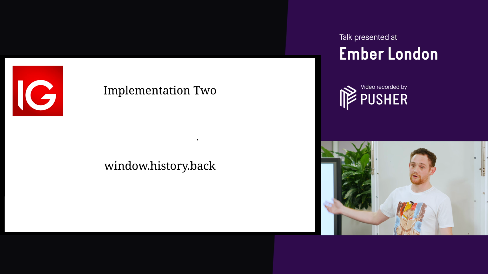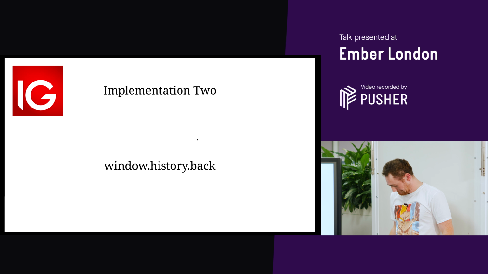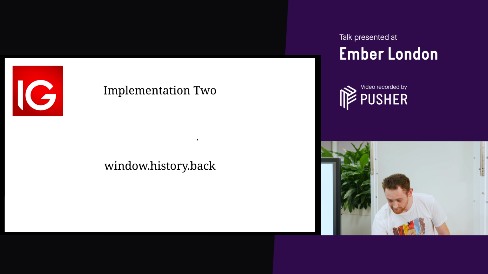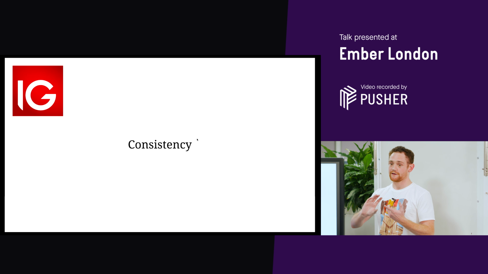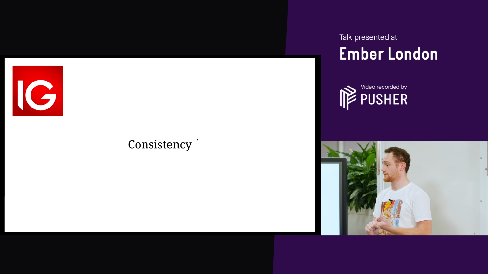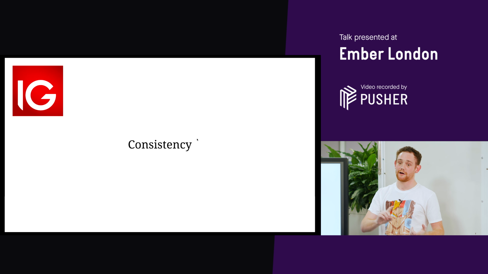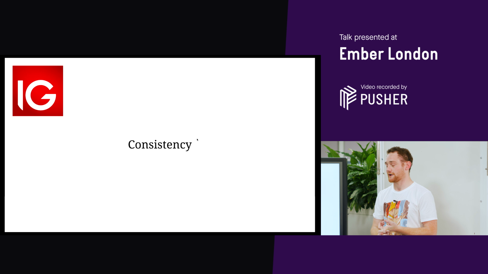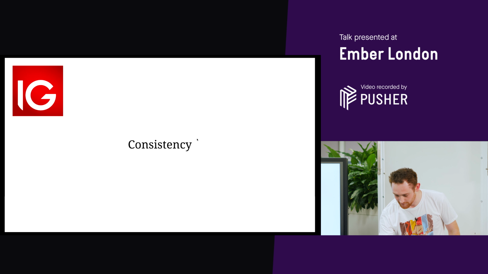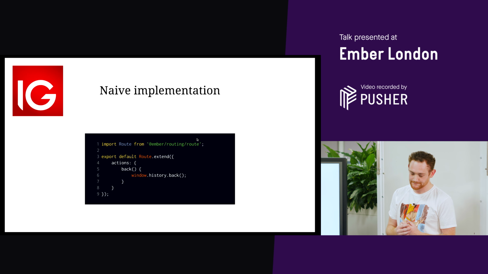Which is using window.history.back. Now the key thing here is to keep this consistent, right? We have to have the native back button consistent with whatever our back button is doing. We're a mobile application running in a browser. You have no guarantee that they're only going to use your back button or only the native back button. So you have to find some way of being consistent between these two things.